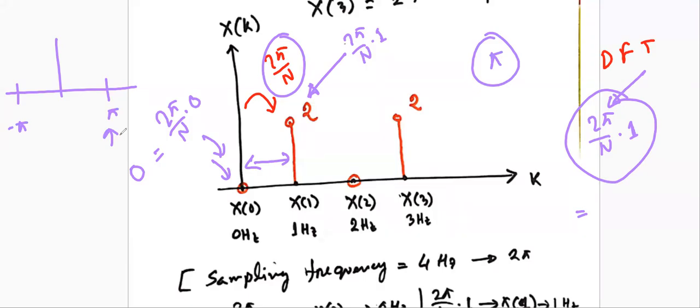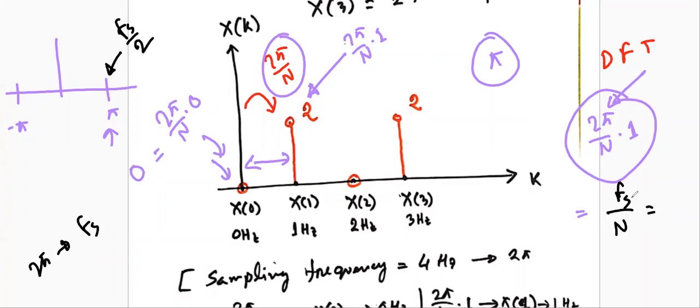Yes, Fs divided by 2. Thank you. So at this moment, this is Fs divided by 2. That is the actual frequency. So at the location of twice pi, then what is the actual frequency? Fs. So if that is so, then this twice pi can be represented as Fs divided by capital N.